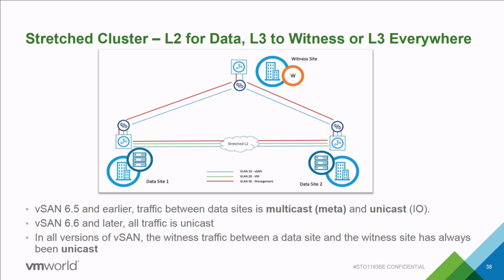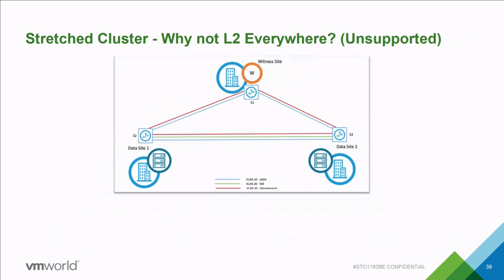Unicast traffic was always to the witness. Now, since 6.6, we really have everything unicast. You may ask why we are not doing everything L3, or why not doing everything L2? Well, think about stretch cluster. You have everything in your one IP subnet, basically as a VLAN.